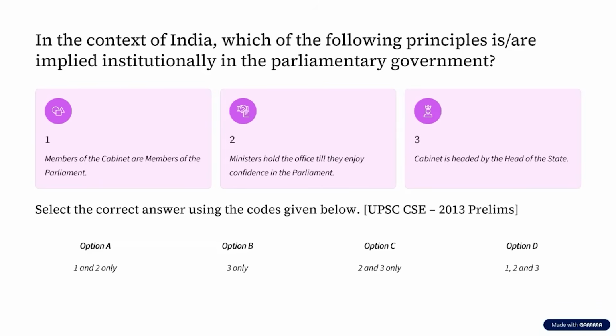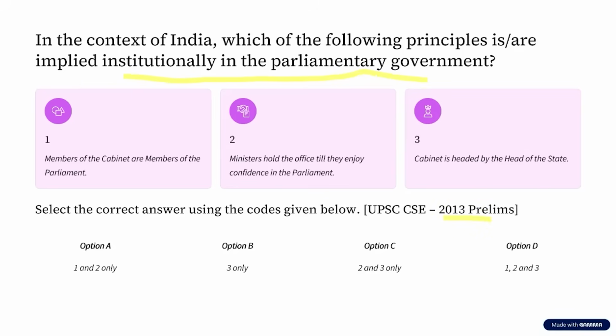That is question number 5, and this will be the last question in this video. Now this question is not about Lok Sabha and Rajya Sabha. Rather, this question is about the parliamentary form of government that we have discussed. Now, when was this question asked?